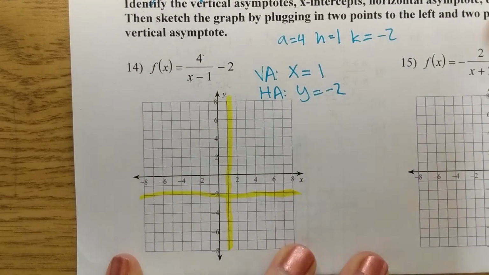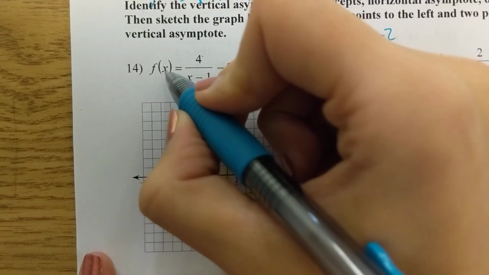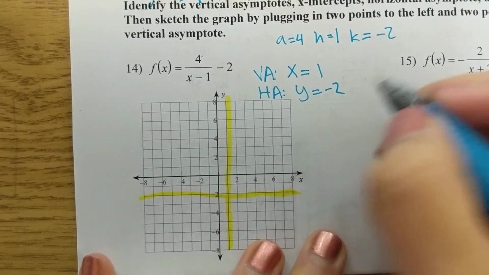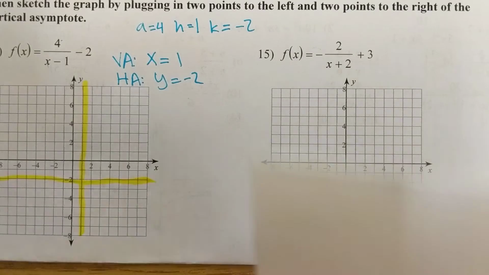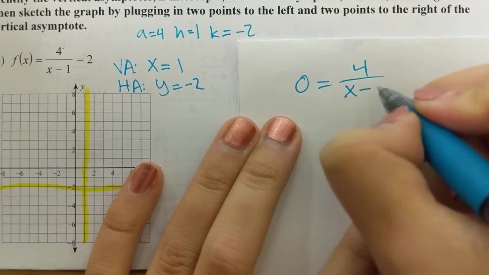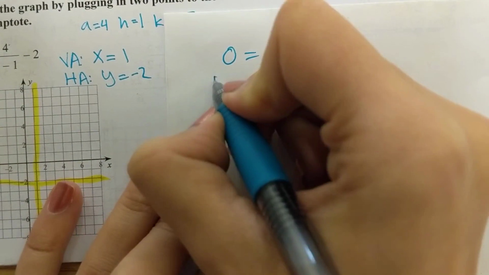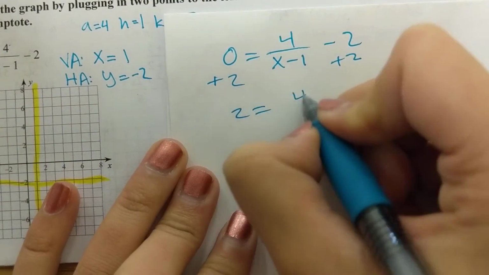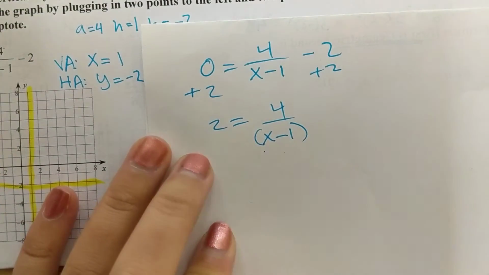All right. Then we need to find the x-intercepts. X-intercepts are found by making f of x equal to 0. So I'm going to do that on this page. 0 equals 4 over x minus 1 minus 2. So first add 2 to both sides. 2 is equal to 4 over x minus 1. So you're going to multiply both sides by x minus 1.